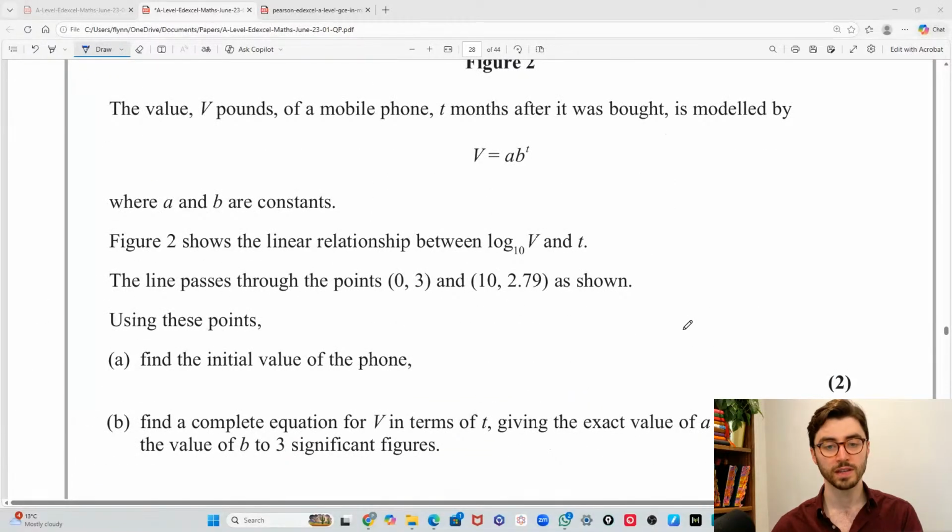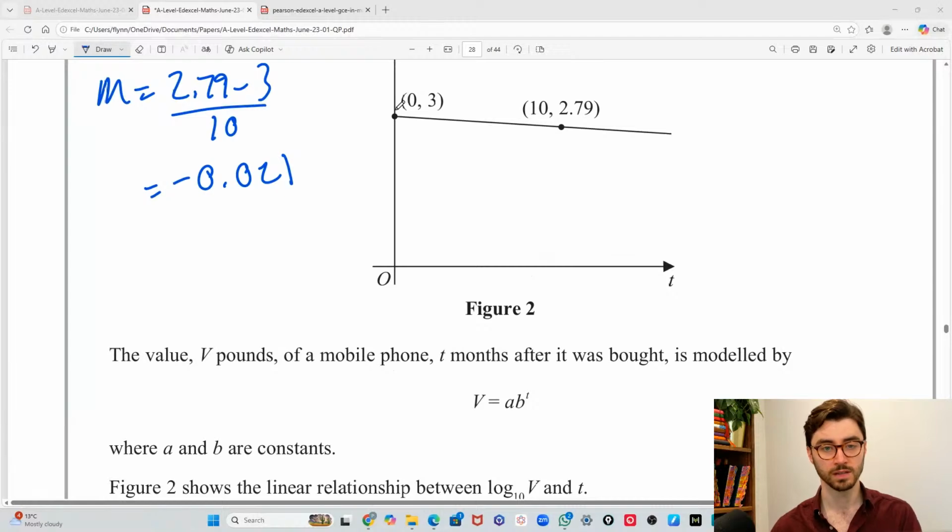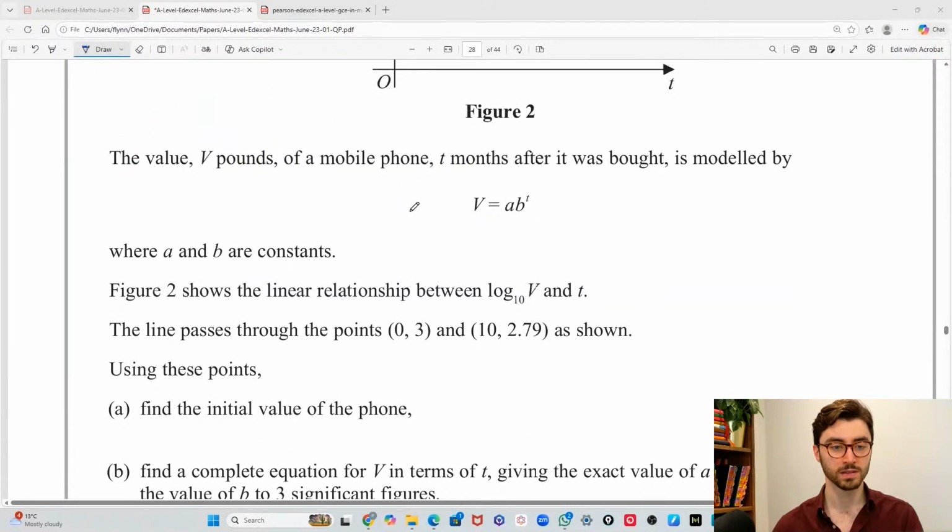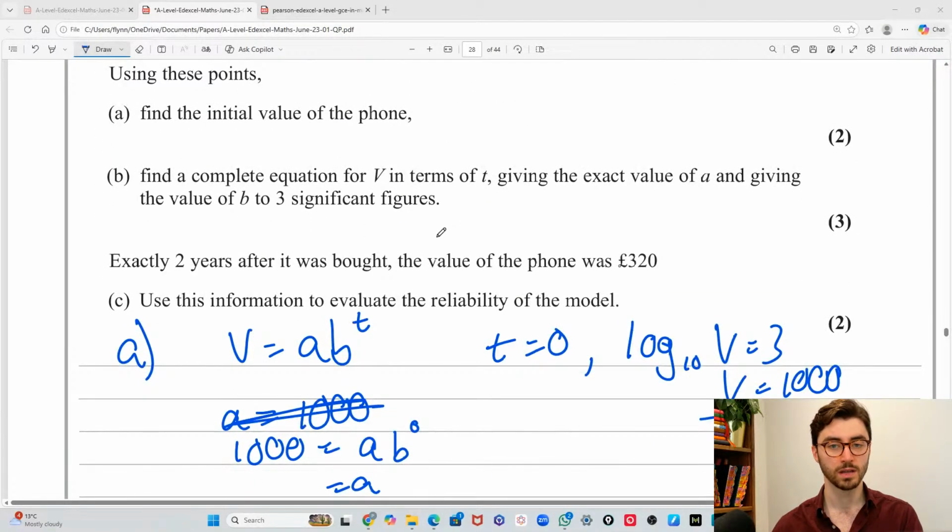This is classic. Find the initial value. It's where t equals 0. You get 10 to the 3. It's 1,000. The initial value is 1,000. A is equal to 1,000.